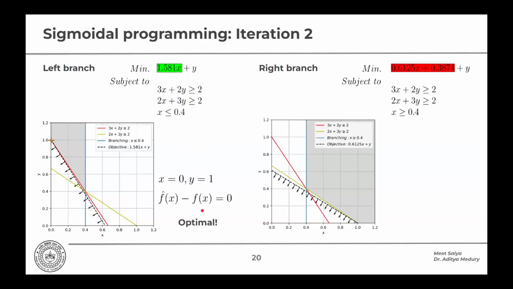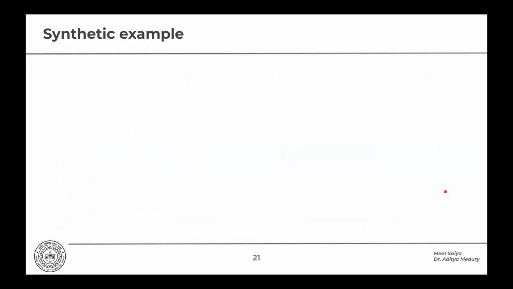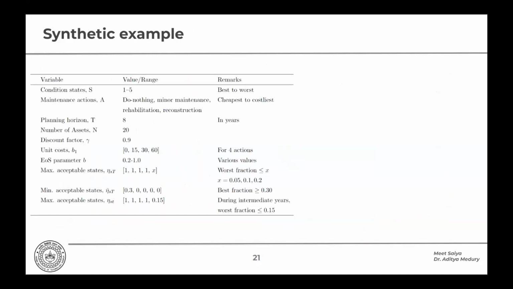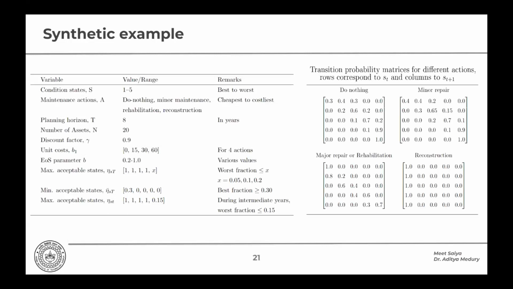Similarly here, if we do that, we find the solution is over here. And if we again check f hat minus f, which is 0.612 plus 0.387, it is going to be 1 again. So this is also optimal. So this is how we solve the problem. And then this branch and bound continuously finds the solution, and we implement this on synthetic data.